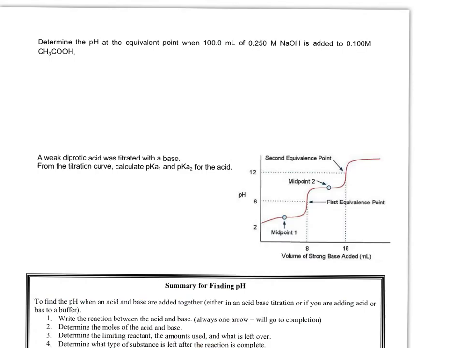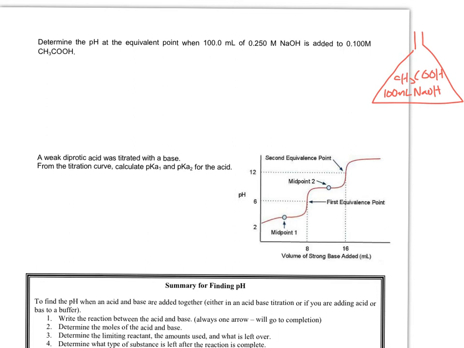Let's try a couple more quick problems here. So I want to determine the pH at the equivalence point when 100 mL of 0.25 molar NaOH is added to 0.1 molar acetic acid. So I have my flask, I have some acetic acid and NaOH. Now they don't tell me how much acetic acid I've added, but they do tell me it's at the equivalence point, which tells me my moles of acid and my moles of base are equal to each other.